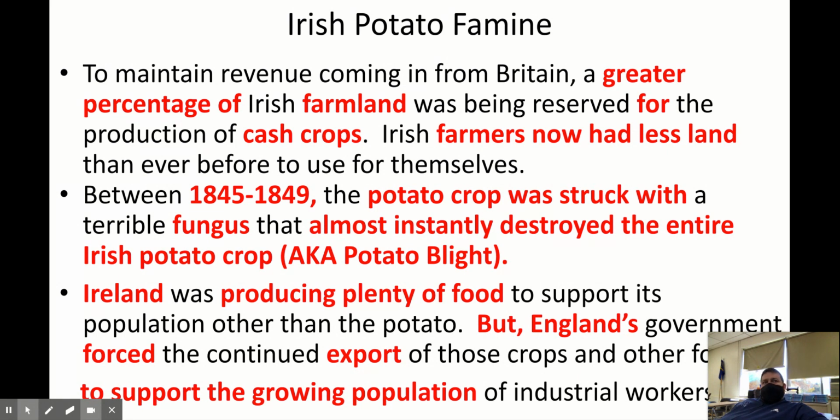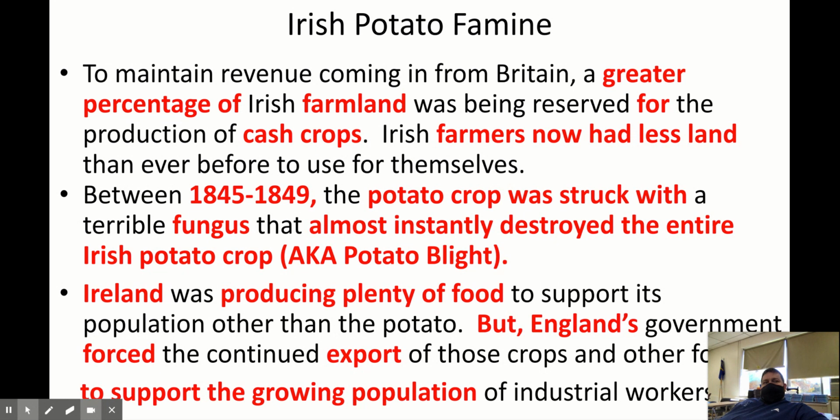to support Great Britain. So what happens is in the years 1845 to 1849, the potato crop, which is what Ireland was growing for itself, was struck with like a fungus. It was almost like a plague entirely for crops, and it destroyed the Irish potato crop. And this is called, you might hear this referred to as the potato blight. So the interesting thing here is that Ireland, on their land in Ireland, they're producing a ton of food, okay?